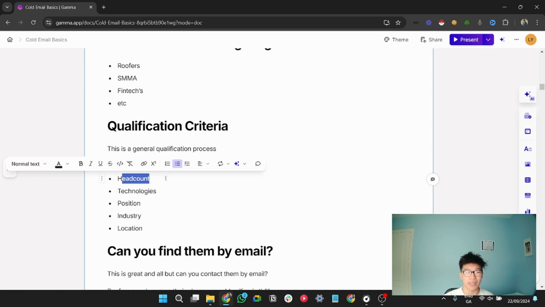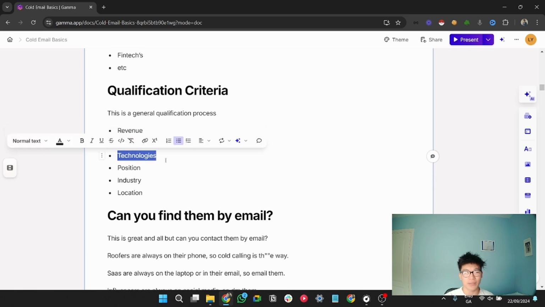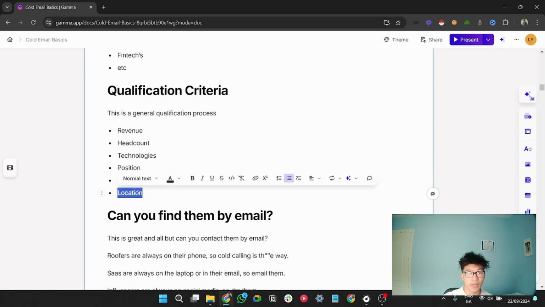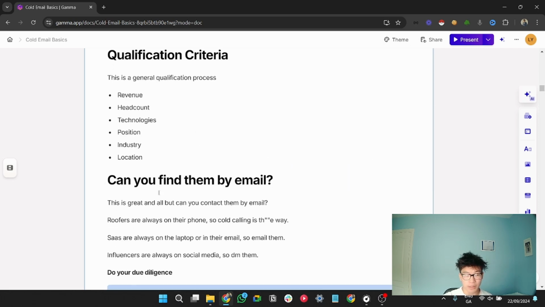Obviously, I want people with more money. Technologies is obviously one thing. If you're running ecom email marketing, they need to be using Klaviyo or something, or they need to be on Shopify. Their position, obviously, you want to be reaching out to owners basically all the time. There really is not a time where you want to be going above that, unless the company headcount is pretty large, like 500 to 1,000 plus. The industry is obviously industry, and location. So yeah, that's pretty simple.